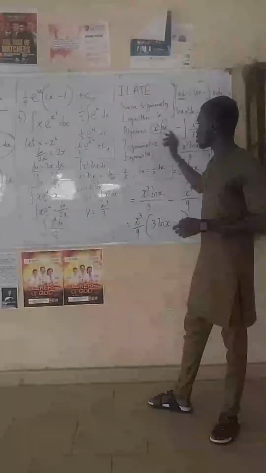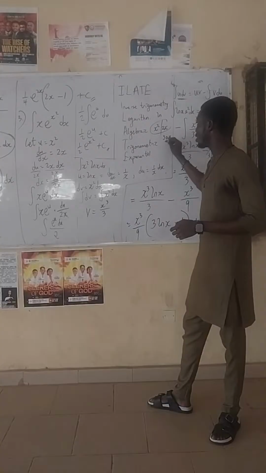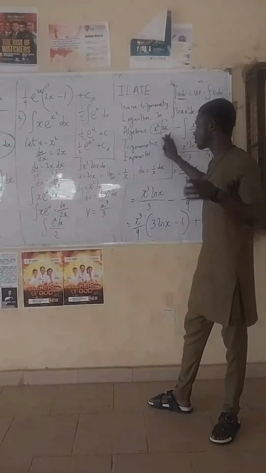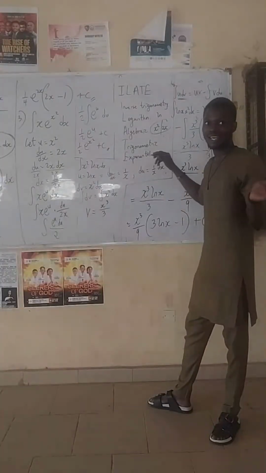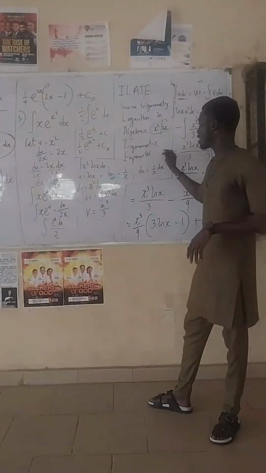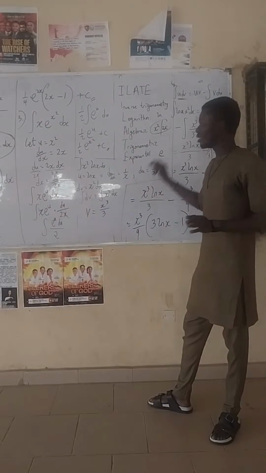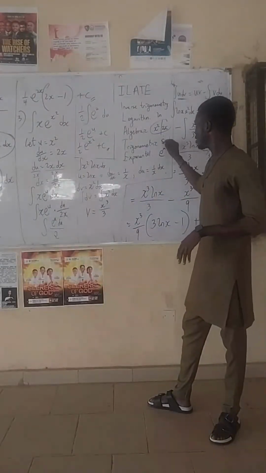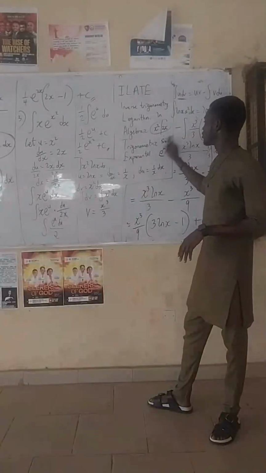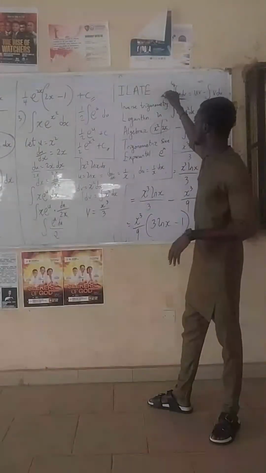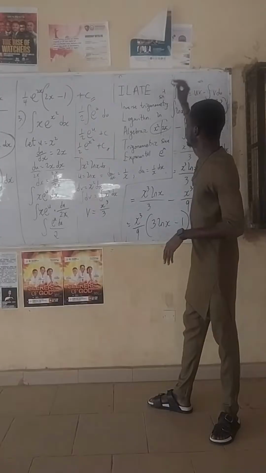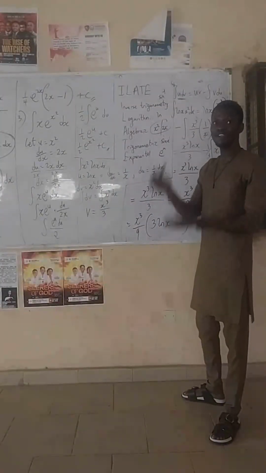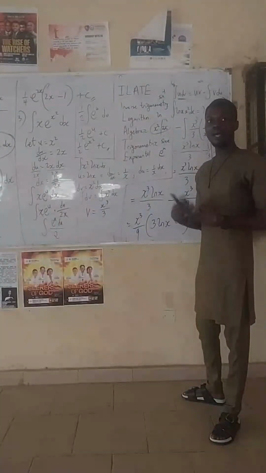Then trigonometry talks about sine, cosine, whatever, and also tan, and it can be sec, it can be cosec. Then exponential talks about e itself, maybe e raised to x or e raised to 2x. Inverse talks about sine inverse or tan inverse. So this is the LIATE law to know the arrangement of integral by parts.